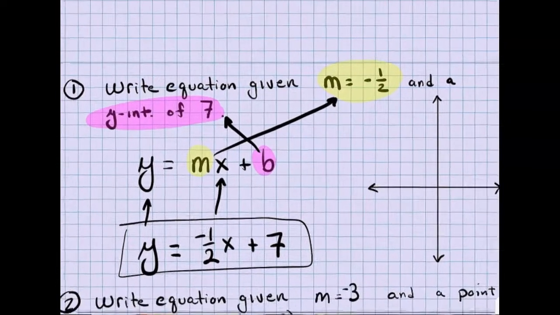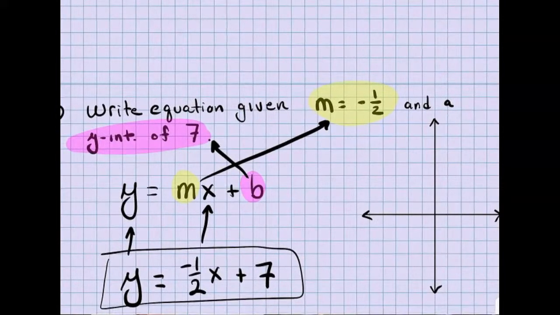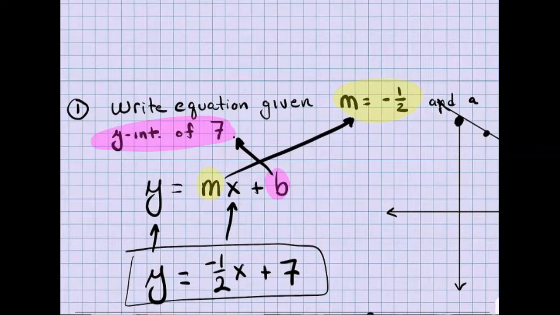You don't have to graph this, because if you don't have graph paper, it would be hard to do. But if I went up to 7, 1, 2, 3, 4, 5, 6, 7, and then went down 1 over 2, down 1 over 2. I'm sort of out of room, but that would be how you would graph that line, just like that. Okay, so that was pretty simple.